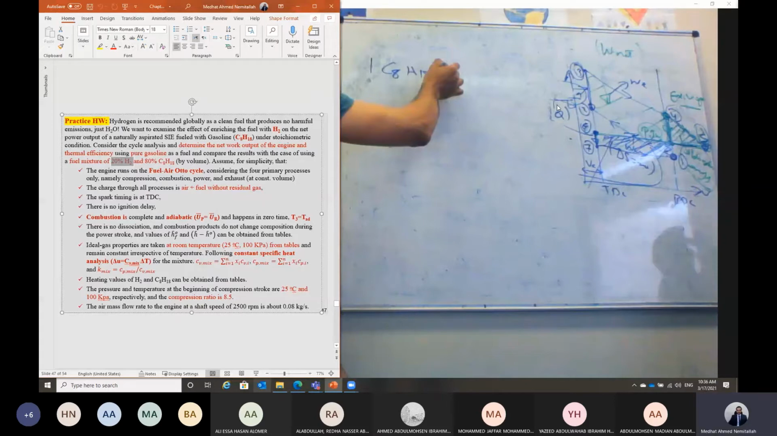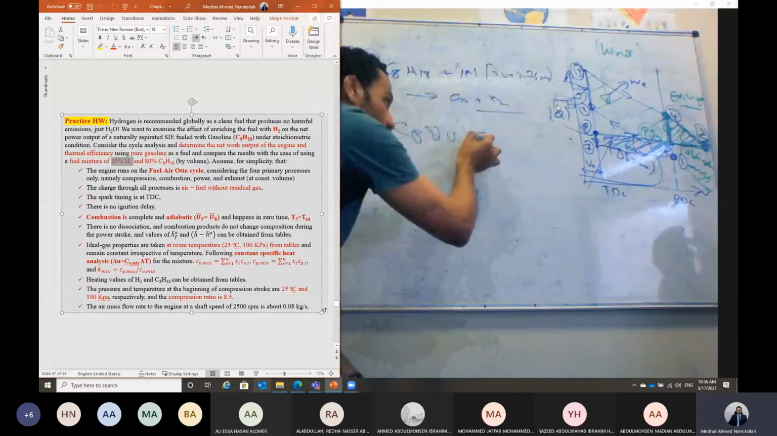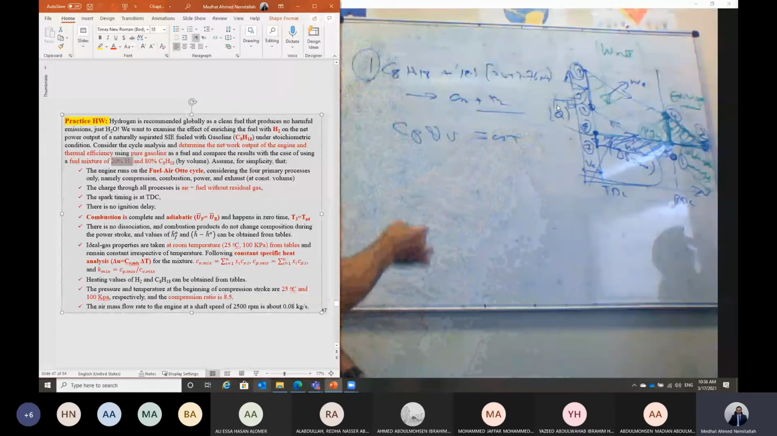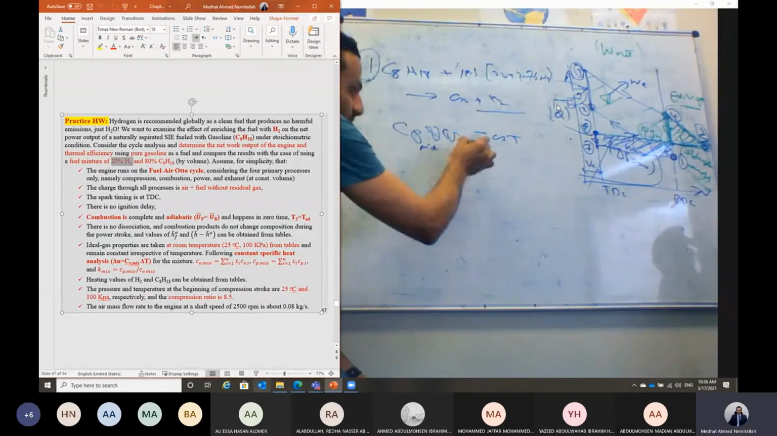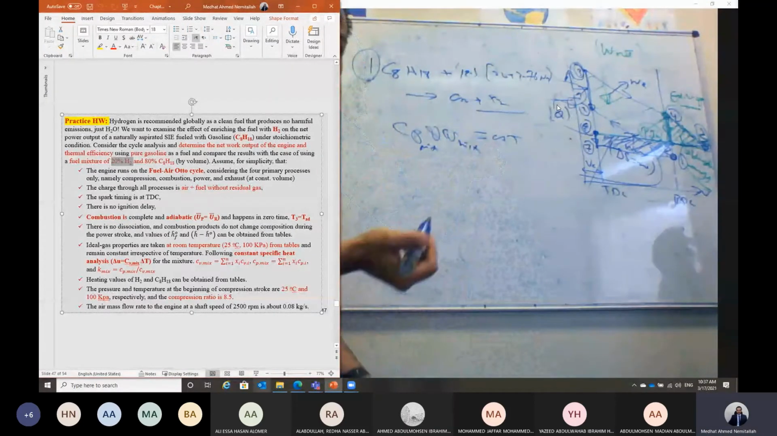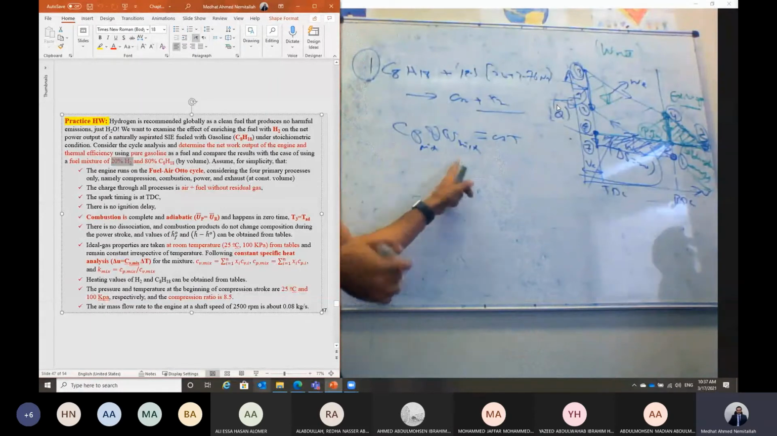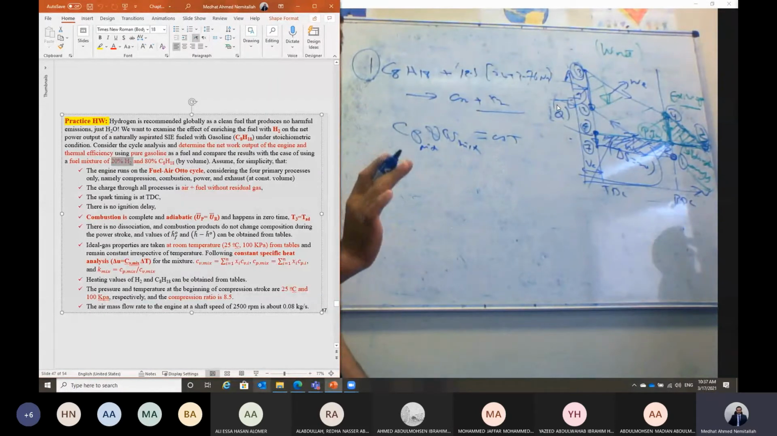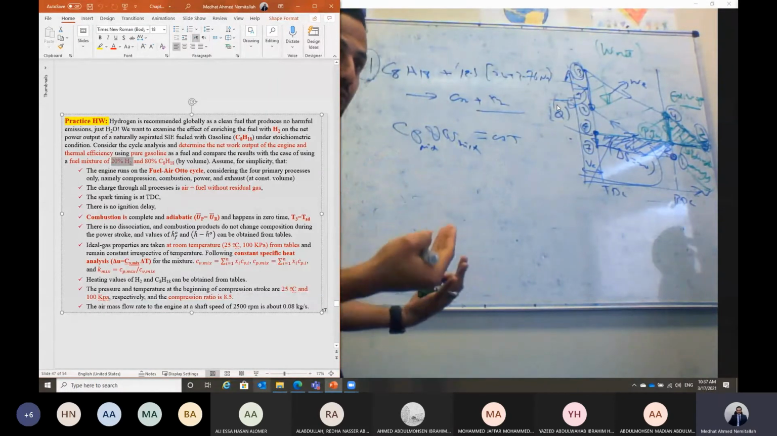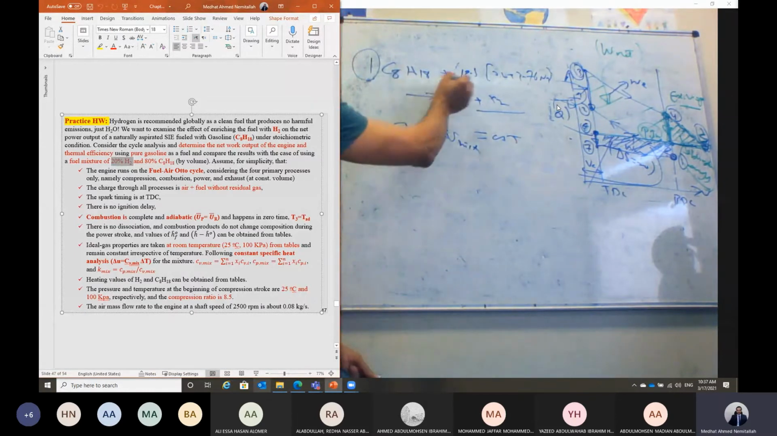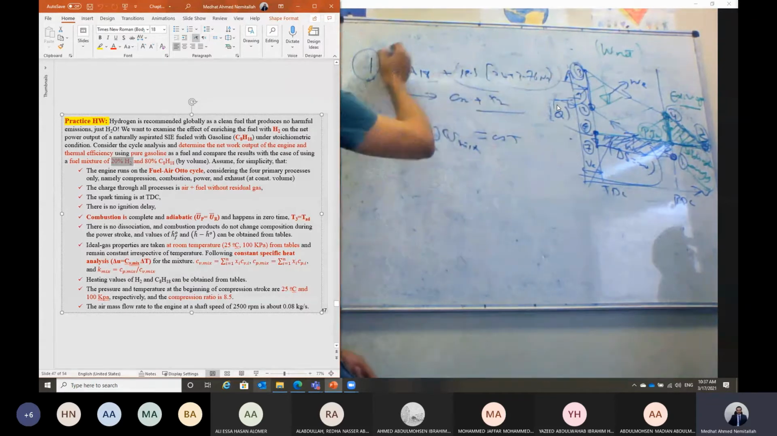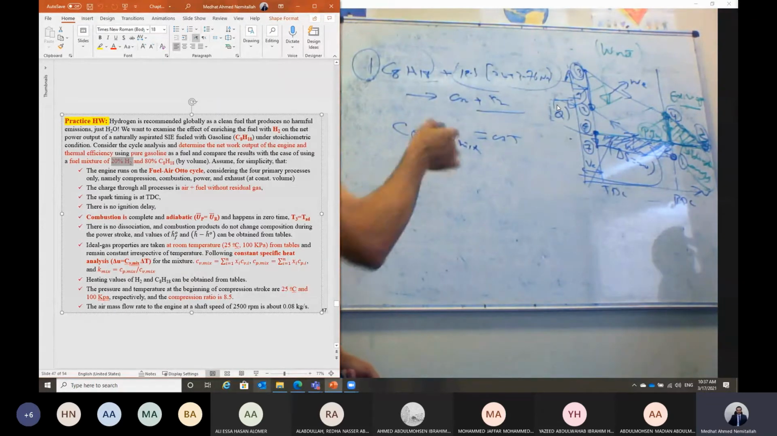Here we say the specific heats Cp and Cv are not constant. Let's assume those are constant, but those are Cp and Cv for the mixture. In the case of the air standard cycle, we consider Cp and Cv for the air, because the working fluid was just air. But here the working fluid is air plus fuel, plus some residual gas.